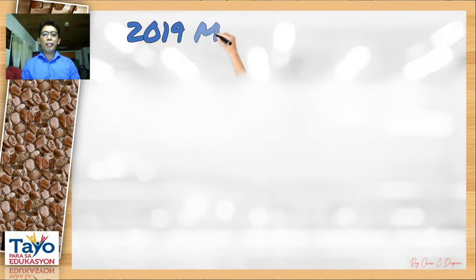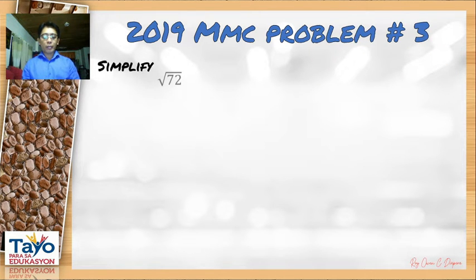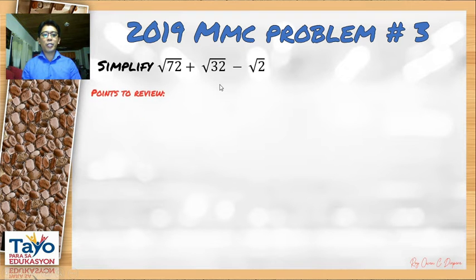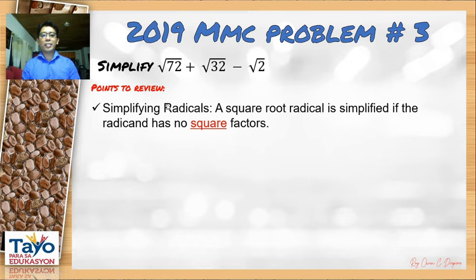Let us now have problem number 3 of the Metrobank Math Challenge. We are asked to simplify square root of 72 plus square root of 32 minus square root of 2. Again, before we can answer this one, let us have first a short review on the following. Simplifying radicals. A square root radical is simplified if the radicand has no square factors.